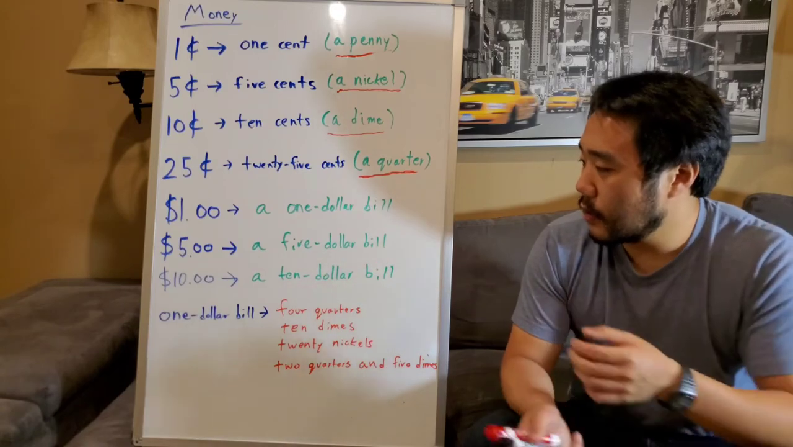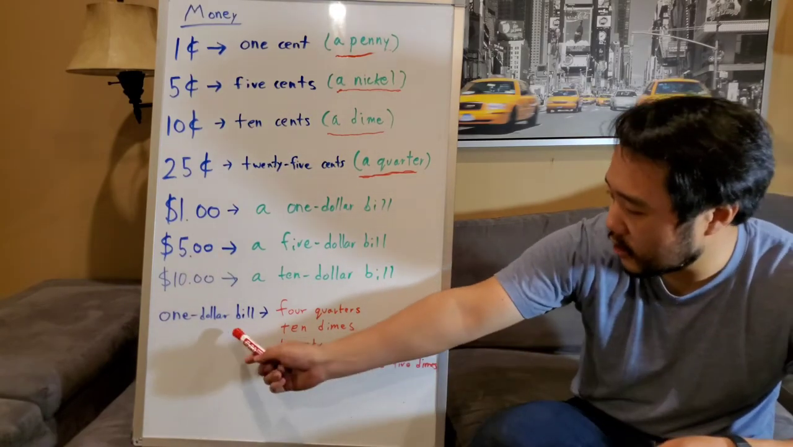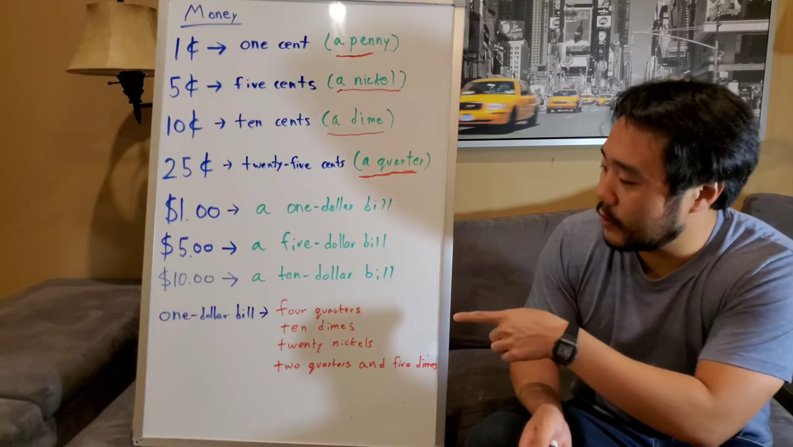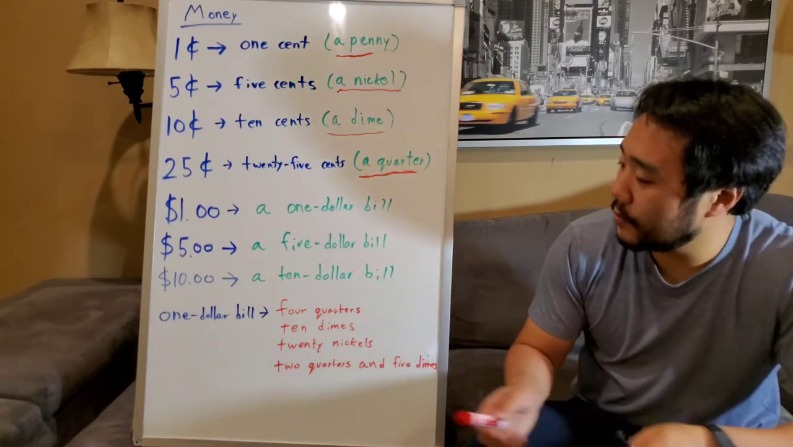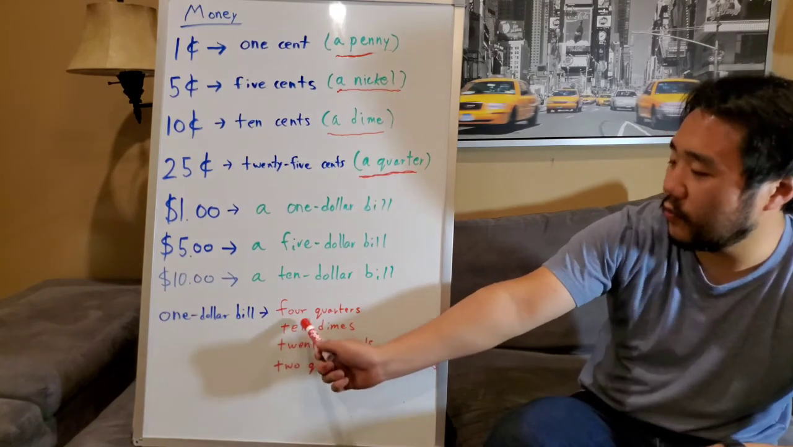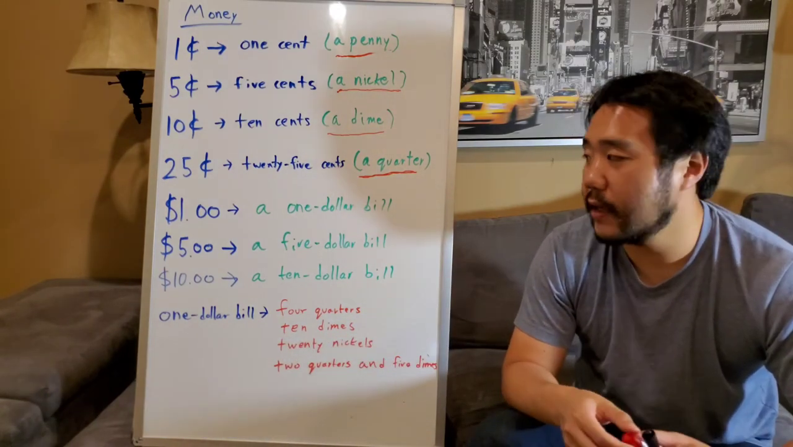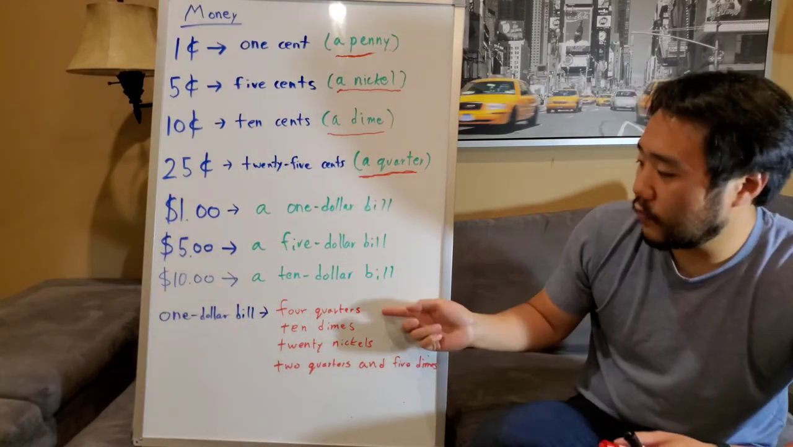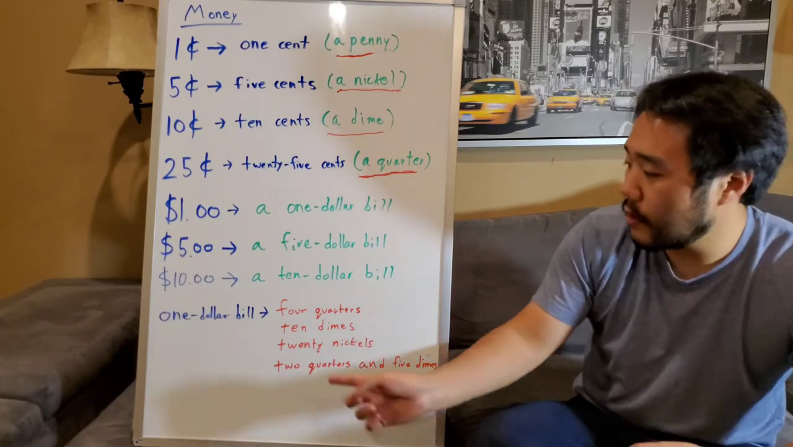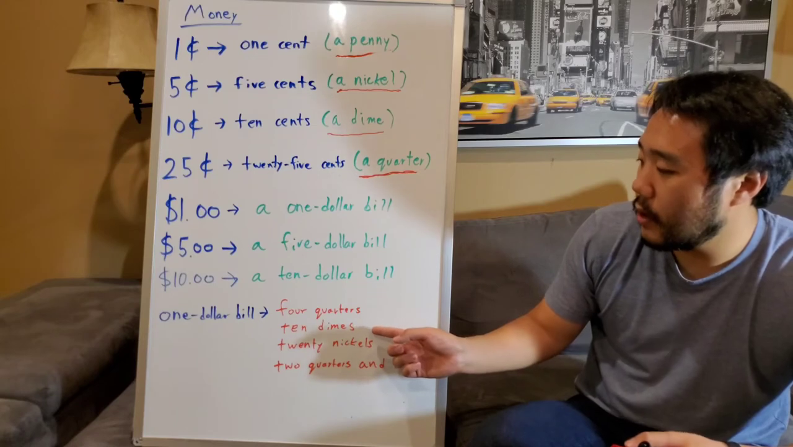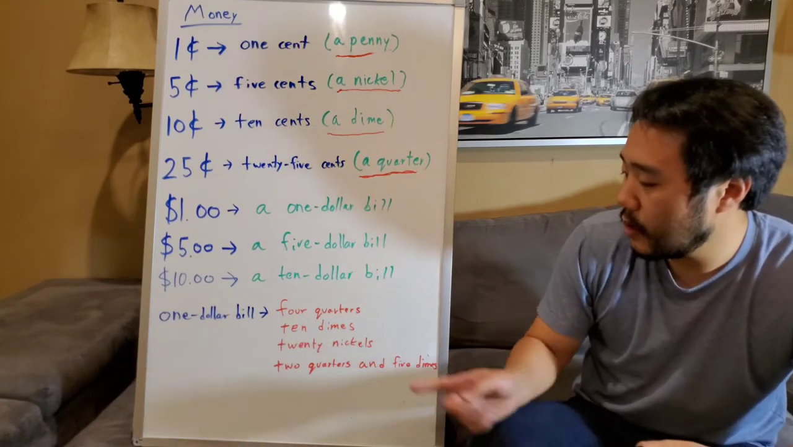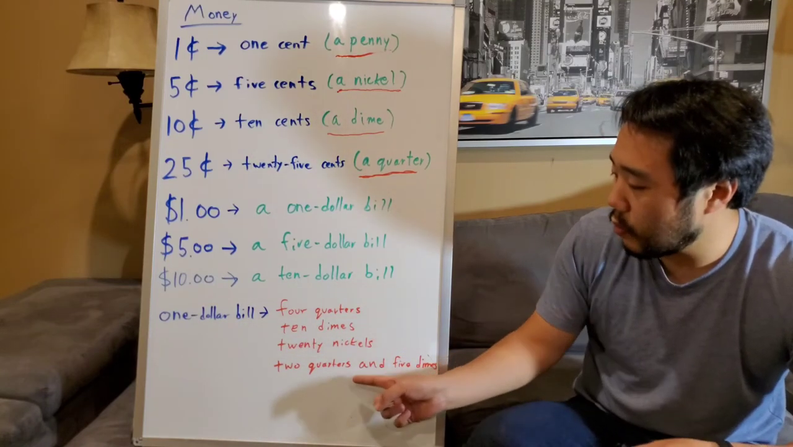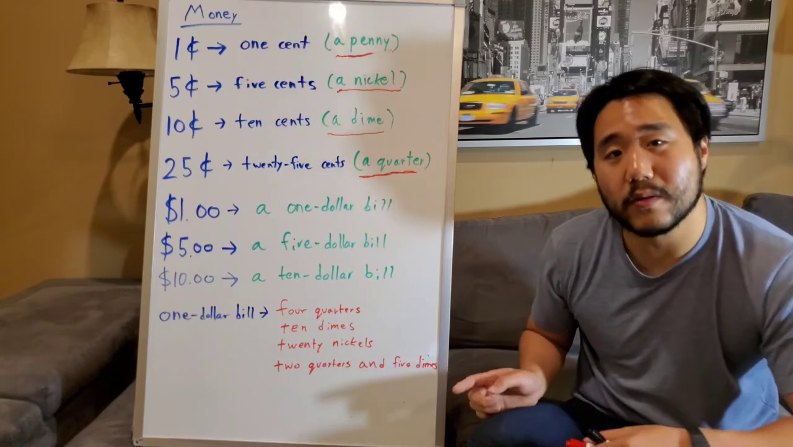So here is a way we can exchange a $1 bill for different coins. A $1 bill is equal to 4 quarters. So I can ask, hey, can you change my $1 bill to 4 quarters? And what if you need dimes? Then we need 10 dimes, which equal a $1 bill. 20 nickels is also equal to a $1 bill. And 2 quarters and 5 dimes is also equal to a $1 bill.